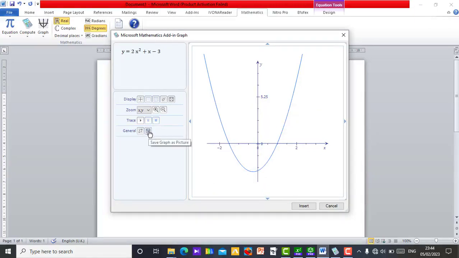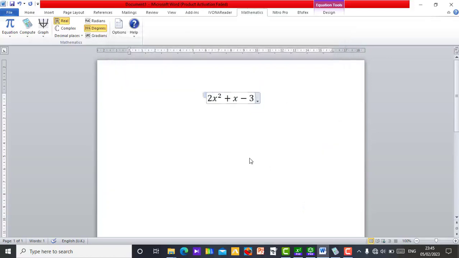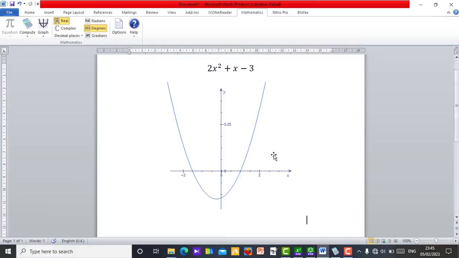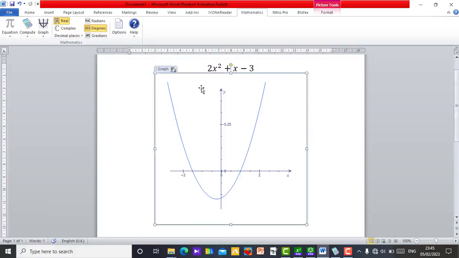You can do other things. You can save it. You can restore the graph. Whatever you have changed, you can do it. You can zoom in, zoom out. Just what you want, depending on you. So let's say this is all I want. Insert. It will come into my system, and that is that. So this is my graph on my Microsoft Word. You can input your questions and the rest.